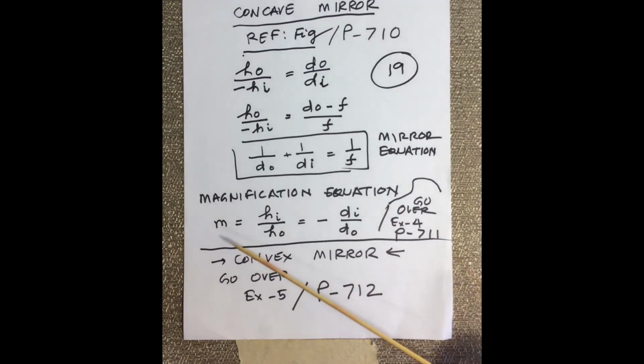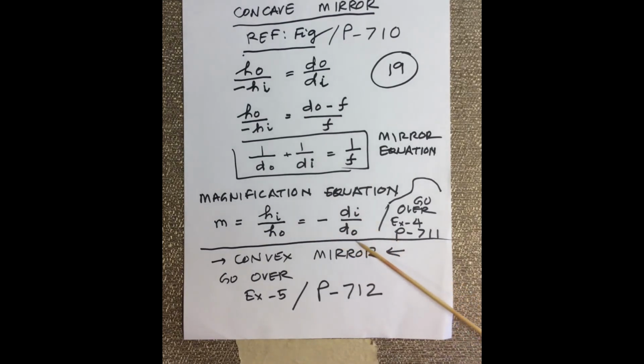Magnification equation: M is the magnification, which is Hi over H0, image height divided by object height, equals negative Di, image distance divided by object distance. You can go over example 4 on page 711.